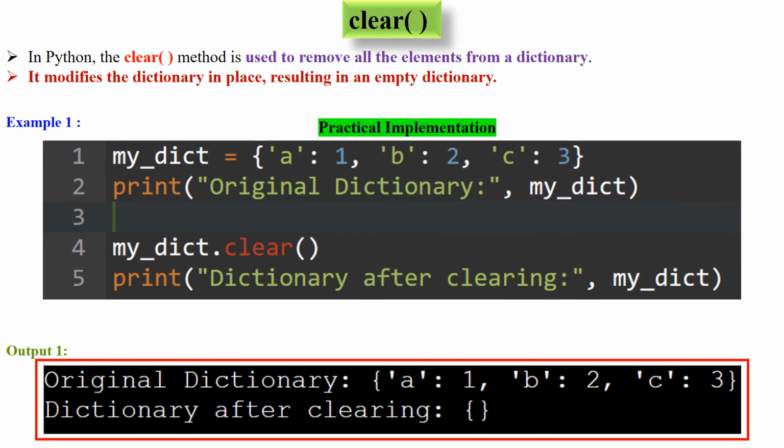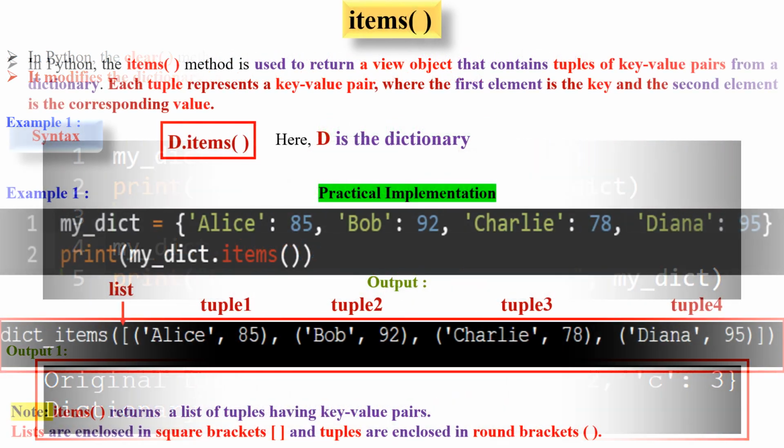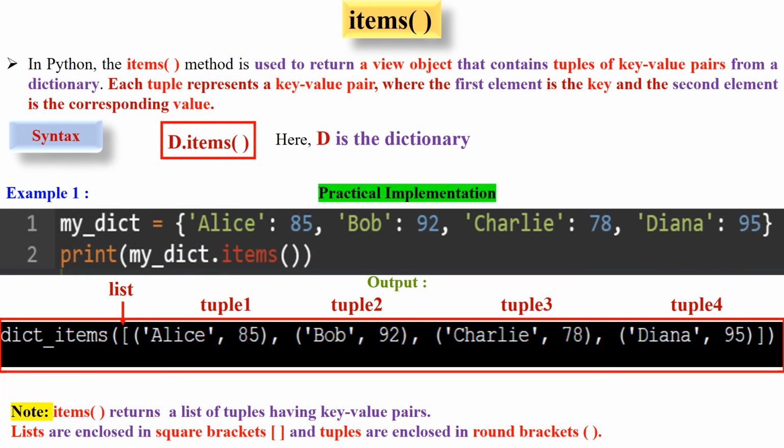In Python, the clear method is used to remove all the elements from a dictionary. It modifies the dictionary in place, resulting in an empty dictionary. Revise these examples here. In Python, the items method is used to return a view object that contains tuples of key value pairs from a dictionary. Each tuple represents a key value pair, where the first element is the key and the second element is the corresponding value. The syntax is d.items(). Here d is the dictionary. Revise these examples here.